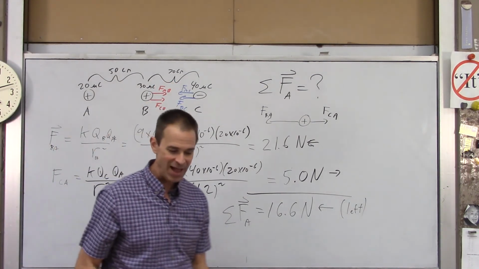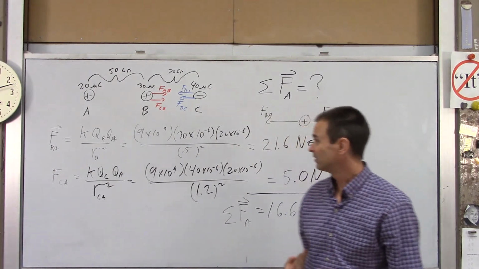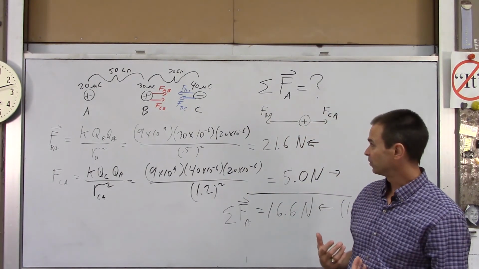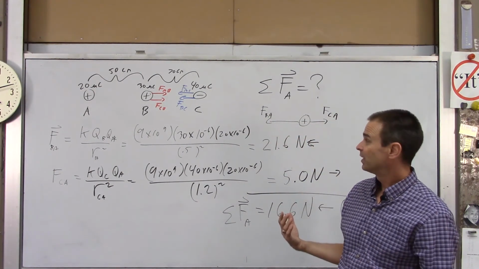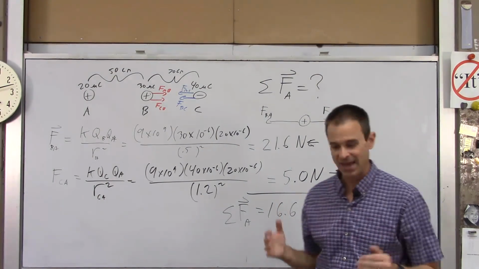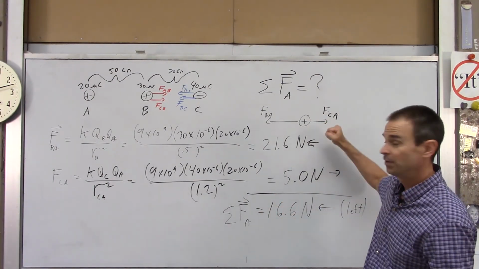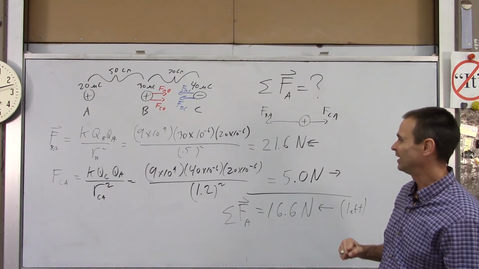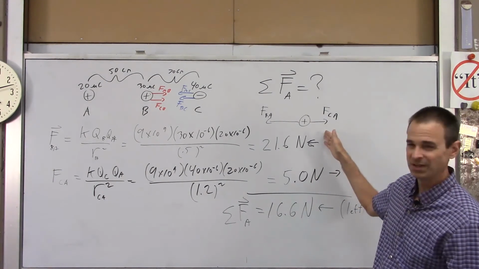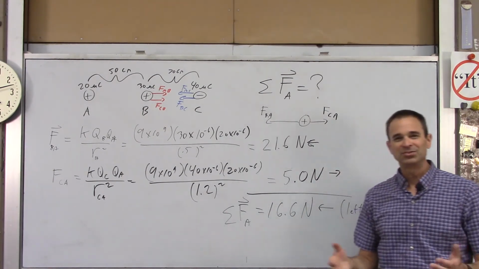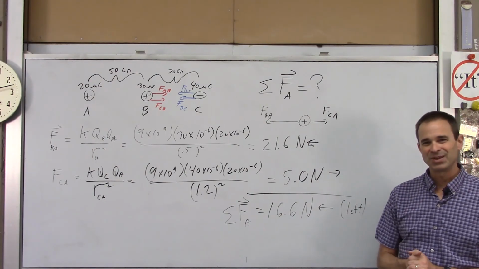So that's how you figure out the net force acting on charges when the charges are lined up in a line. And again, I can't stress strongly enough, draw the FBD. Even if it's as simple as this, draw the FBD. So I hope that example was helpful, and thank you very much.